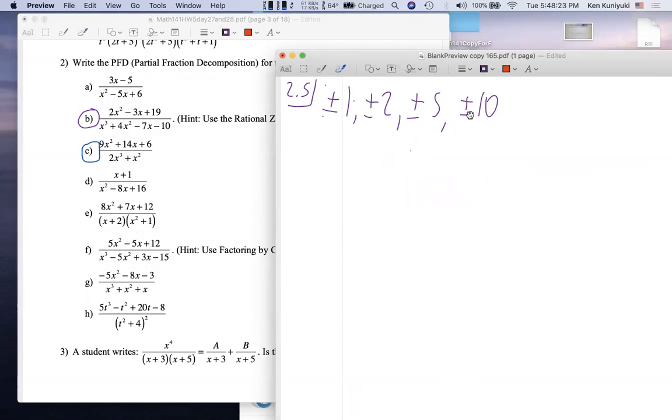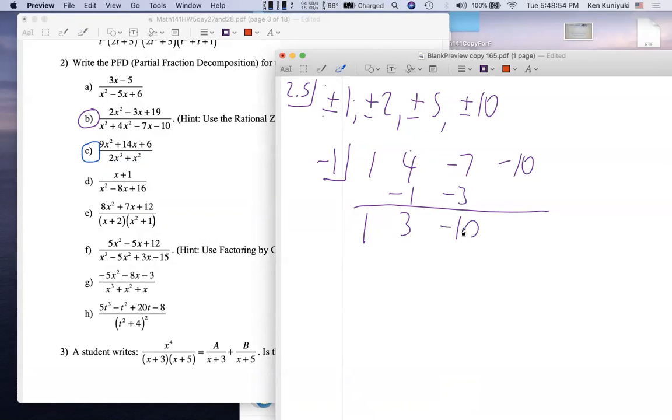And I don't think a number as extreme as 10 or -10 is going to work out. Let's see, one, just by looking at it, I don't think one's going to work out. -1, I think, might work out. Let me try that. Take the coefficients 1, 4, -7, -10. They're descending powers, no missing terms. Remember the process. One comes down. Multiply, add, multiply, add. This is looking good.